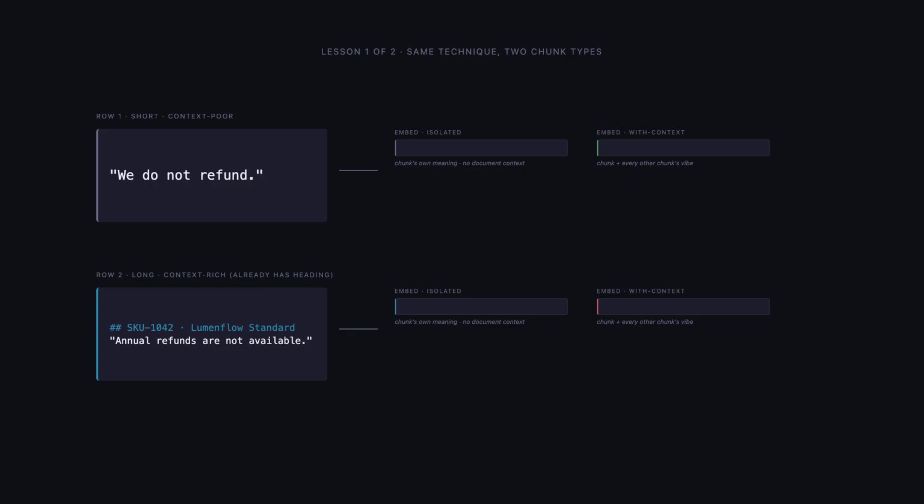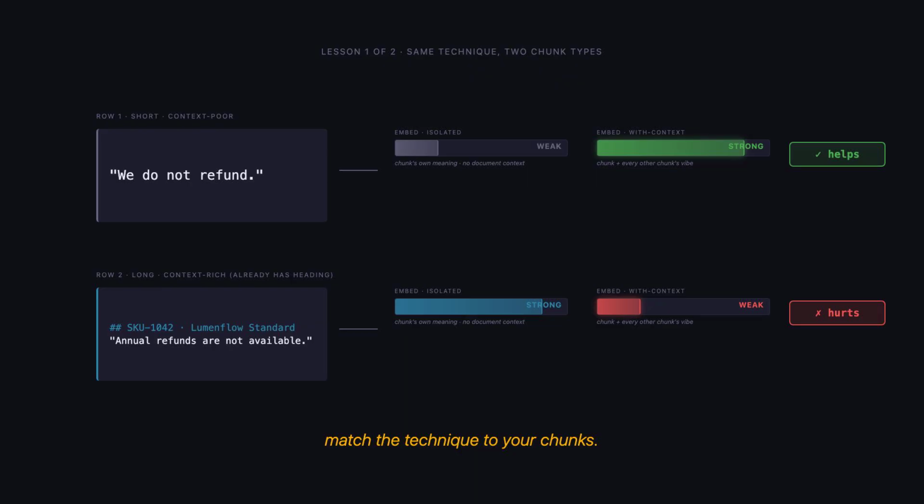2 things to take away. 1. When chunks already carry their own context, late chunking can dilute more than it adds. It helps short, context-poor chunks. It hurts context-rich ones. Match the technique to your chunks.